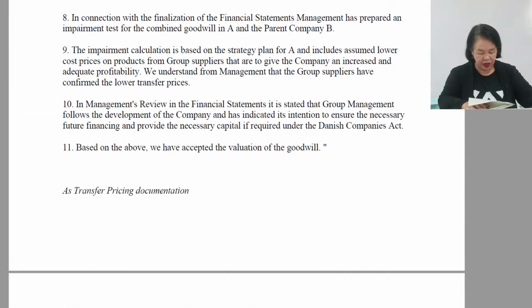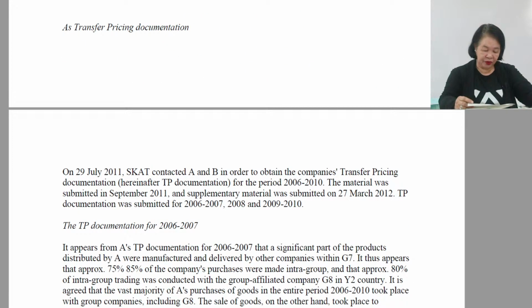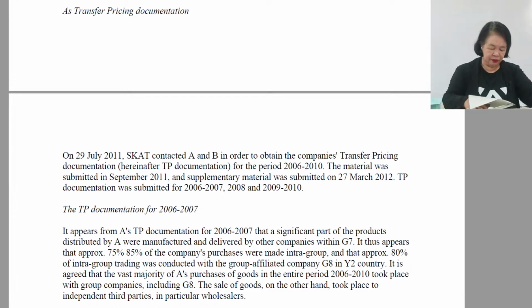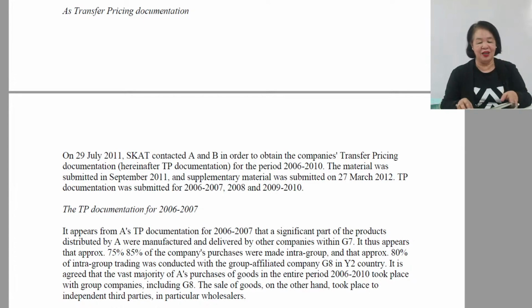Okay, so based on the above, we have accepted the valuation of goodwill. No? So, yun yung valuation ng goodwill. Okay, so yun, as transfer pricing documentation. So, dito na papasok, no? Yung sabi natin na documentation na bakit kailangan natin mag-comply, no?